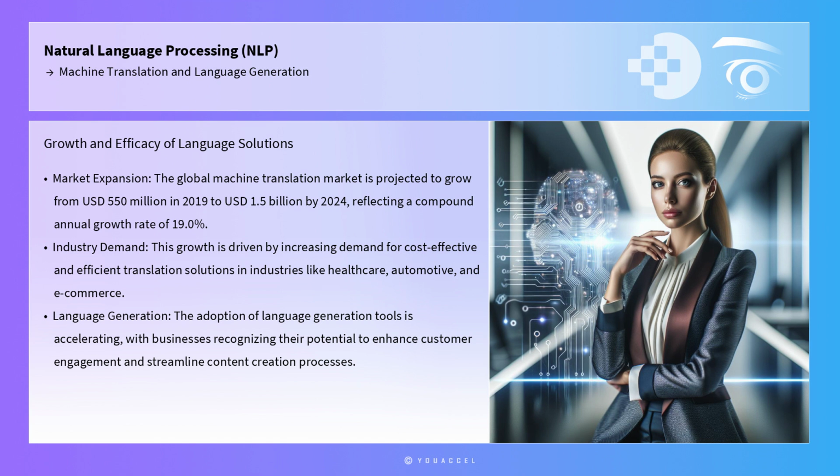Statistical evidence further underscores the efficacy of machine translation and language generation. According to a report by Markets and Markets, the global machine translation market is projected to grow from USD 550 million in 2019 to USD 1.5 billion by 2024, reflecting a compound annual growth rate of 19.0%. This growth is driven by the increasing demand for cost-effective and efficient translation solutions in various industries, including healthcare, automotive, and e-commerce. Similarly, the adoption of language generation tools is accelerating, with businesses recognizing their potential to enhance customer engagement and streamline content creation processes.